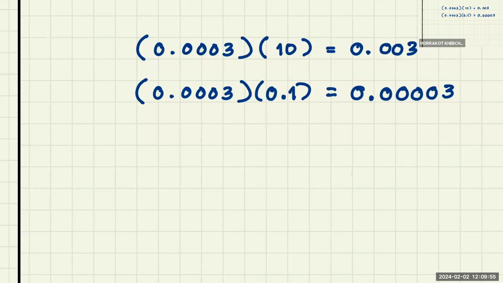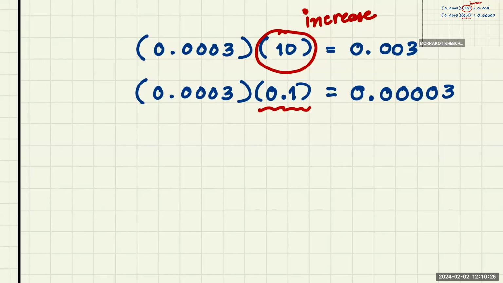I would like to tell you that we can think about this in terms of the multiplier. If this multiplier is greater than 1, for example 10, 5, or 3, it will increase the value of the number that you multiply it to, right? It makes it bigger. But if you multiply by a fraction, the value is decreasing, smaller.